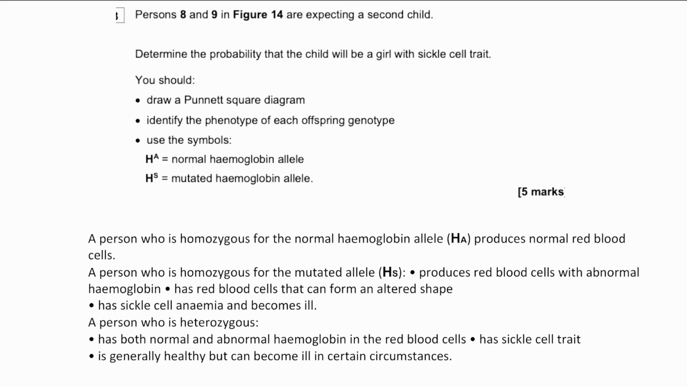Essentially, you should be familiar with sickle cell anemia, you have the allele, and if you have a homozygous mutated allele, then you end up with sickle cell anemia. Okay, so it's kind of listed out here, and we'll go through the information just to make it a bit easier. So a person who's homozygous for the normal hemoglobin allele produces normal red blood cells. Now, you guys should know what homozygous and heterozygous is, so I'm not going to define it just yet.